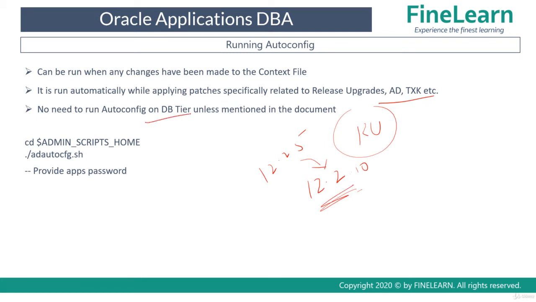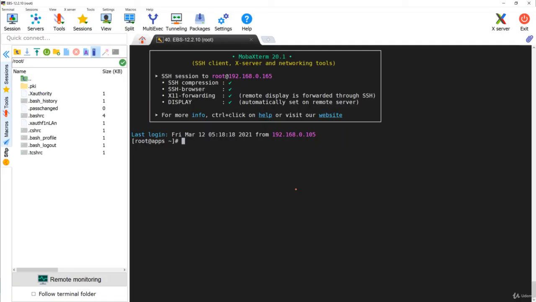So only under specific conditions, you actually run the autoconfig on the DB tier. And we'll be seeing in the next lesson what is the purpose of running autoconfig on the DB tier and how to do it. We have to see an example now on what is a context file. We'll open the context file, we'll go through the context file, we'll change a parameter, we'll run the autoconfig, and we'll see whether it is able to propagate these changes from the context file to all other configuration files in the file system. So now this is my EBS node and this is a Vision instance.